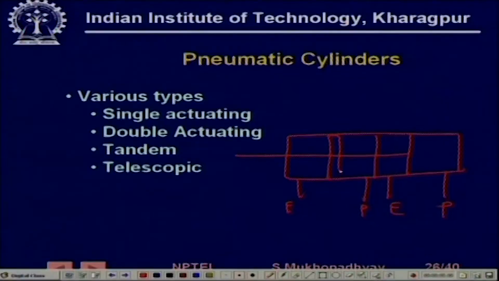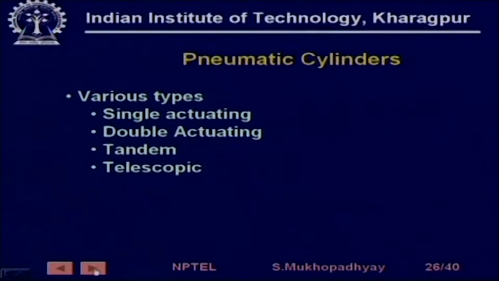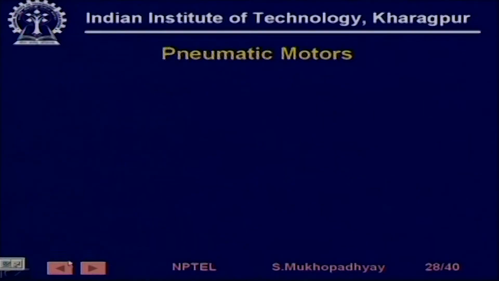So on this surface some force will develop, on this surface some force will develop, F and F. So total force on this is 2F. So effectively two cylinders are put in tandem. Sometimes such things are done. Similarly, you can have telescopic cylinders where you can have large stroke lengths. So there are various such things possible. We will not look at them in great detail. We will just see a picture of a pneumatic cylinder.